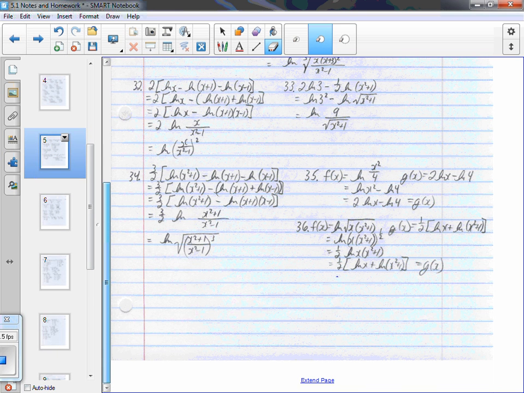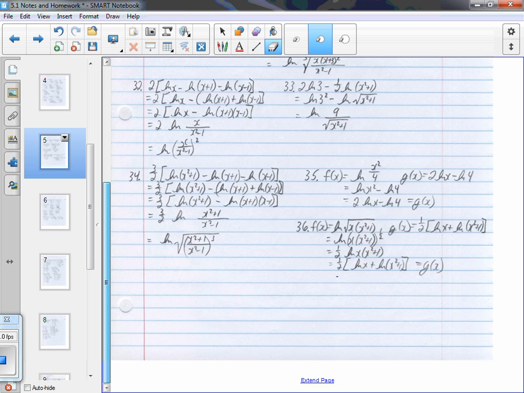All right, what are we doing on this one? It says verify that f equals g by using a graphing utility to graph f and g in the same viewing window. So you can do that. And then verify that f equals g algebraically. So that's what we're going to need to work on here.